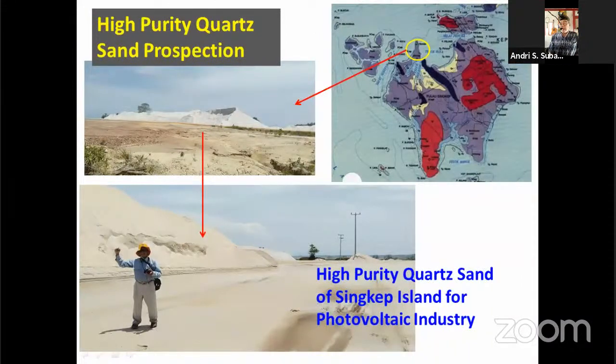Another prospect in the Riau Islands is also high purity quartz. High purity quartz is very usable for many industries, for example for semiconductors, solar cells, glass industry, and ceramics. This is the high purity quartz sand located in the Singkep area, in Singkep Island. Here some of the quartz mining has a stockpile, for example.